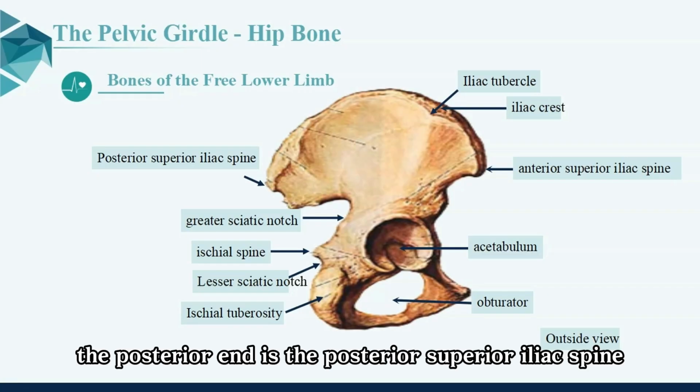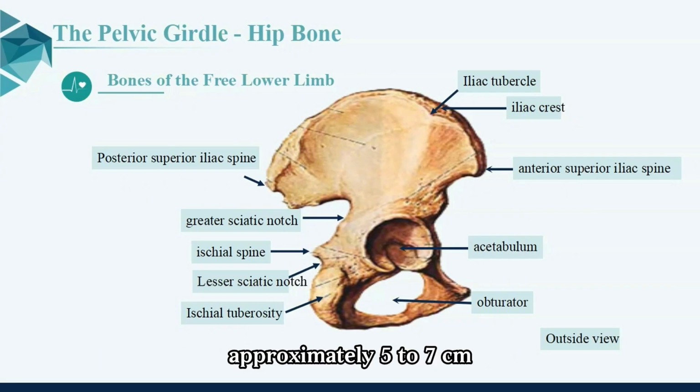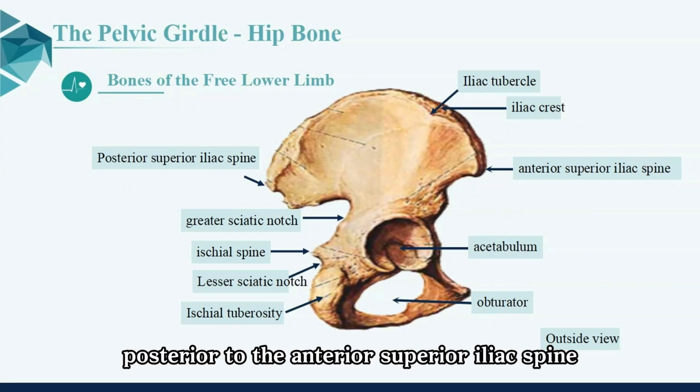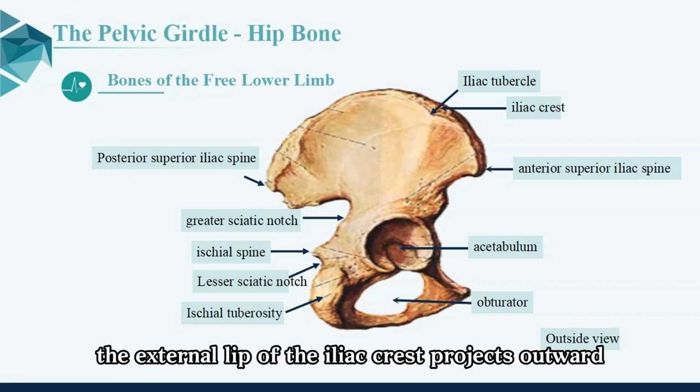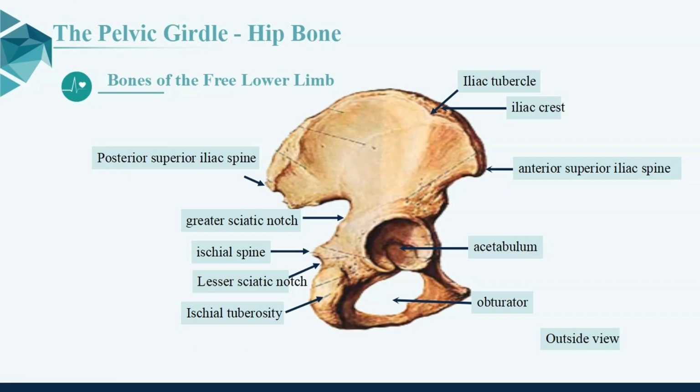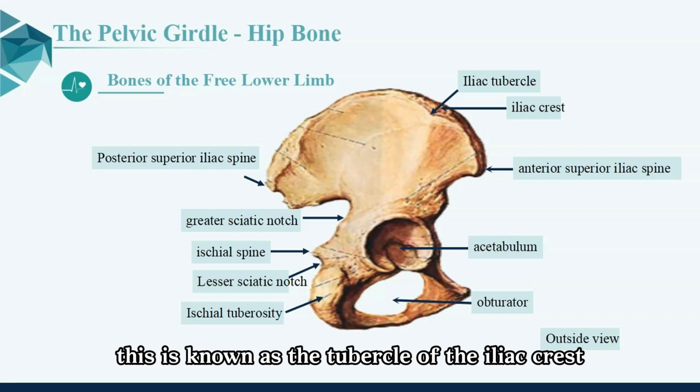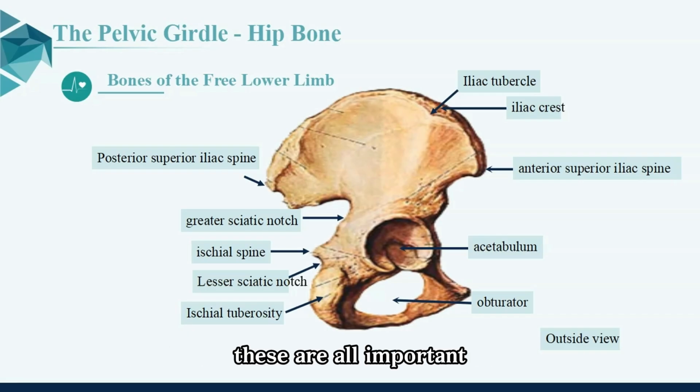The posterior end is the posterior superior iliac spine, approximately 5 to 7 centimeters posterior to the anterior superior iliac spine. The external lip of the iliac crest projects outward. This is known as the tubercle of the iliac crest. These are all important superficial anatomical landmarks.